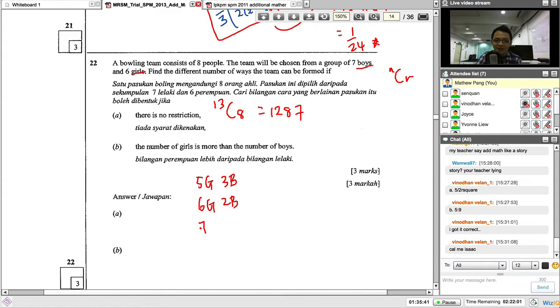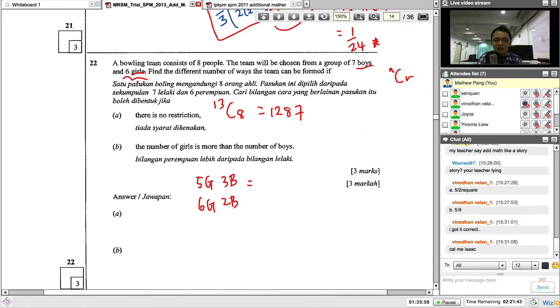Why can't I write 7 girls, 1 boy? Because here you only have 6 girls. It is impossible for 7 girls to happen. So don't write 7 girls, 1 boy. We just have these two, because the condition says there must be more girls than boys, right? So this one is what?